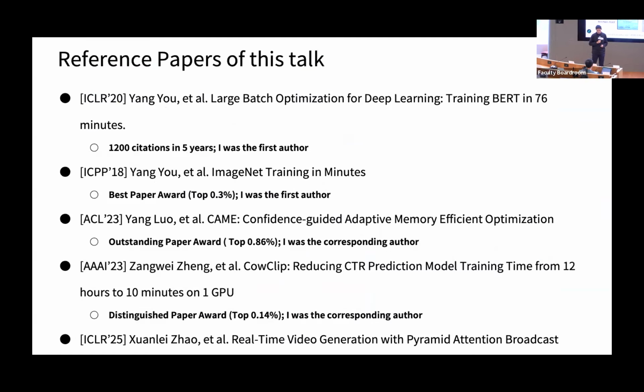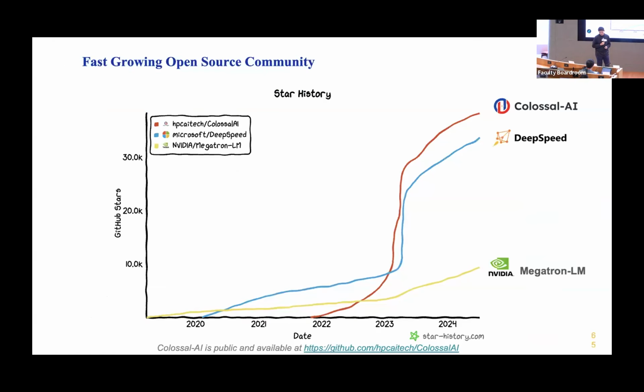I'm going to skip some results. Actually, today I introduced three different methods. We implement everything as software in Colossal-AI. Colossal-AI has now attracted 40,000 stars on GitHub. If you like, you can try these implementations in Colossal-AI.